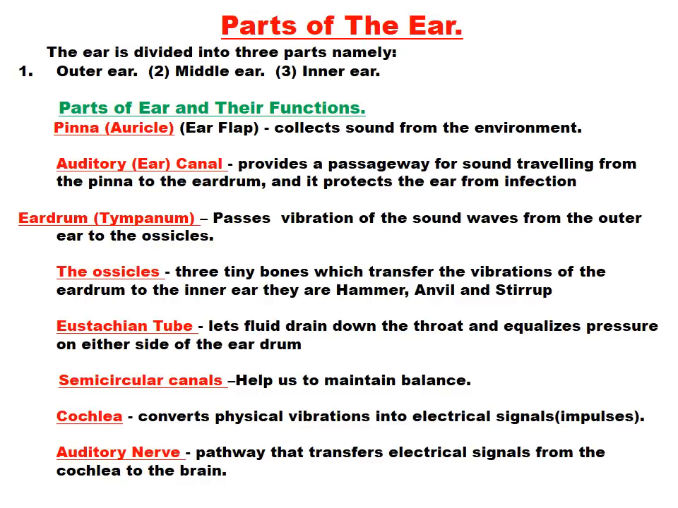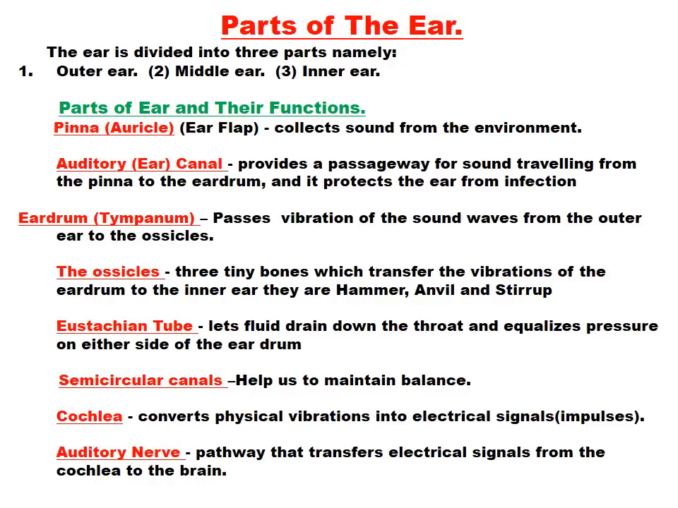What are the functions of the parts of the human ear? The pinna collects sound waves from the environment. The ear canal channels sound waves to the eardrum. The eardrum converts the sound waves to vibration. The hammer, anvil, and stirrup amplify the vibration.